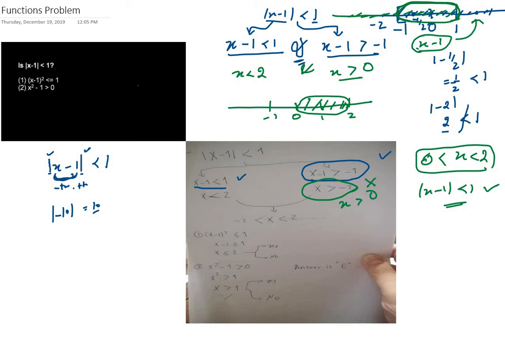You can try putting something outside, let's say 3, so 3 minus 1 will be 2. 2 is not less than 1, so this is not true. Similarly, you can try putting minus 1. It will become minus 1 minus 1, which is minus 2, whose mod is 2, and 2 is not less than 1. So we tested two values outside this range on both sides, positive and negative, which confirms that our answer is correct: 0 less than x less than 2. This is how you can test your answer as well.